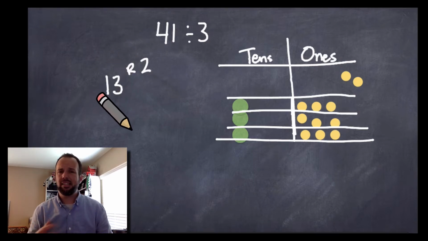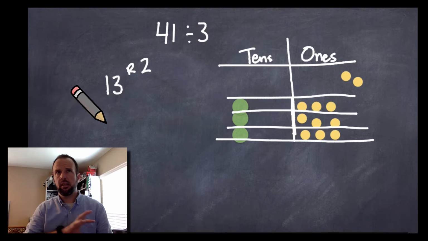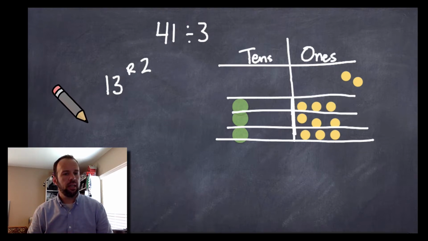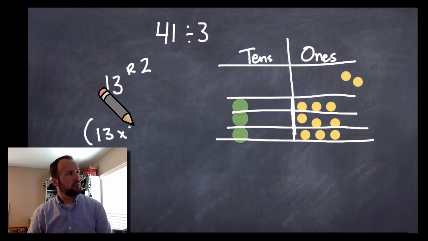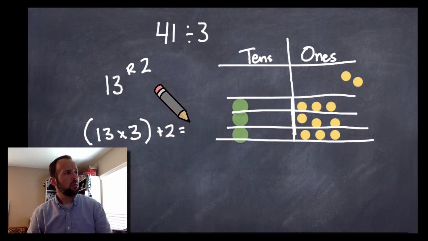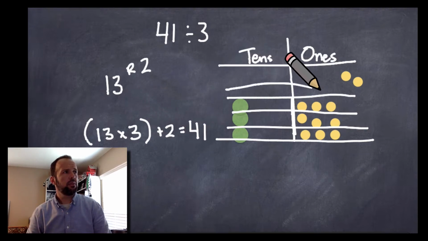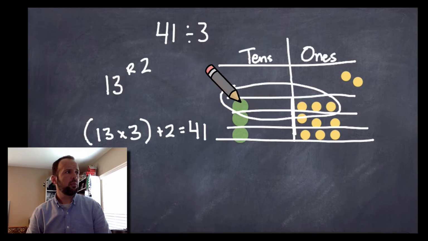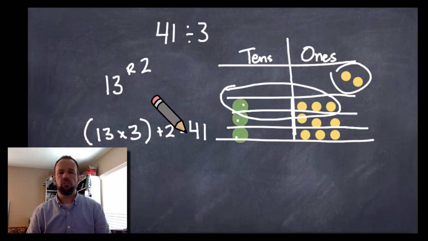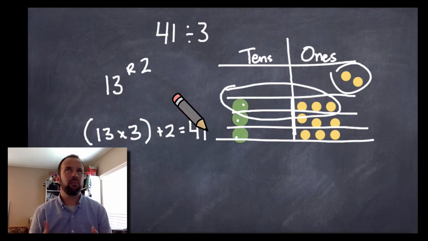If I wanted to write this as an equation to kind of solve everything here, I could say 13 times 3 plus 2 would equal 41. 13 times the 3 groups plus my 2 left over should give me 41, right? So it's kind of like backtracking and checking our answer to make sure we have the right answer there, okay? That's easy enough, right?